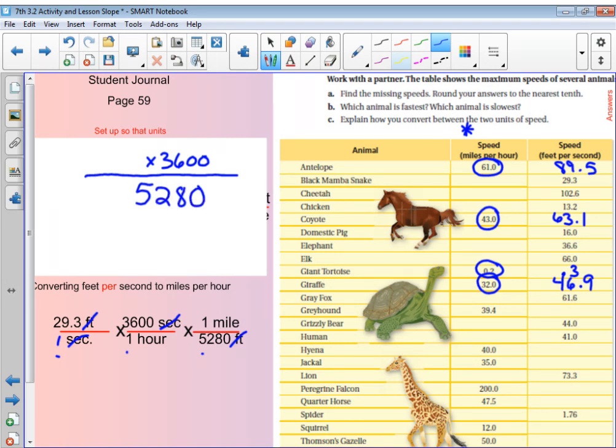Okay, so now we're just going to substitute out in that front spot. So the first one that we had was our 29.3. So that's what I had in this original one. So 29.3. And now I'll pull my calculator out. And I'm going to do the same thing that I was just doing. It's just now I'm multiplying and dividing by a different number. So 29.3 times 3,600. And I'm going to divide that answer by 5,280. And when I do that, I get 19.97.